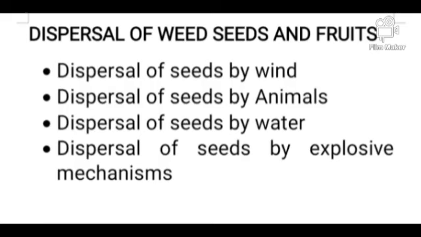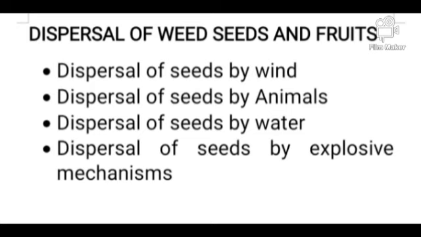Dispersal of weed seeds and fruits. These weeds can be dispersed through wind, animals, water, or by explosive mechanism. The weeds that are dispersed by wind must have powdery, feathery, winged seeds, like Tridax procumbens. The seeds dispersed by animals must be sticky so that they can attach to the skin and hair of the animal.